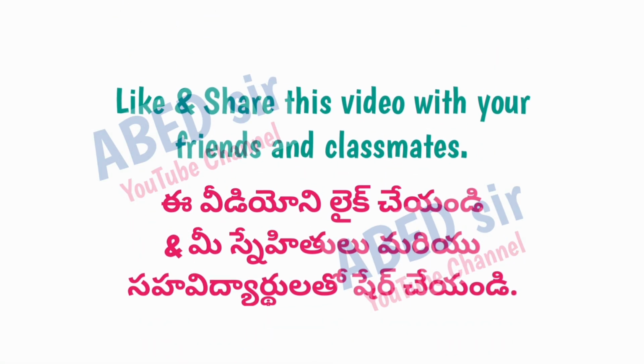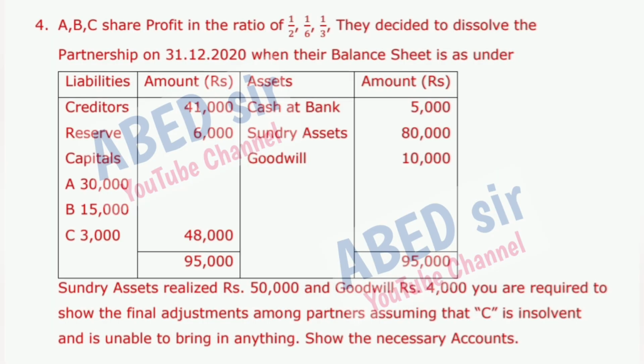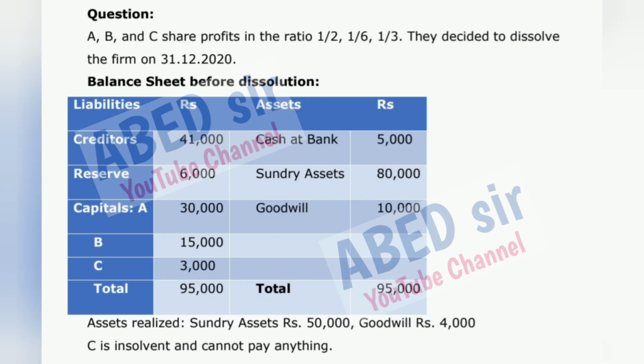Next important long question is: A, B, C share profit in the ratio of a half, 1/6, 1/3. They decided to dissolve the partnership on 31st December 2020 when their balance sheet is as under. Show the necessary accounts. Question. A, B, and C share profits in the ratio a half, 1/6, 1/3. They decided to dissolve the firm on 31st December 2020.